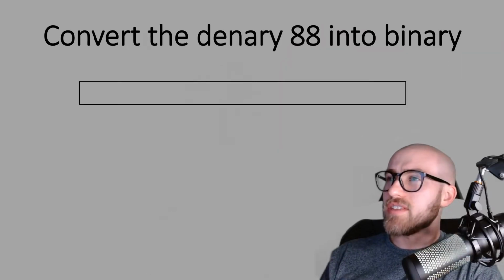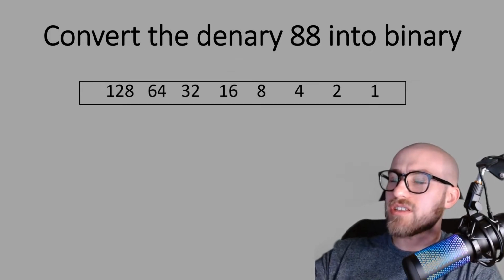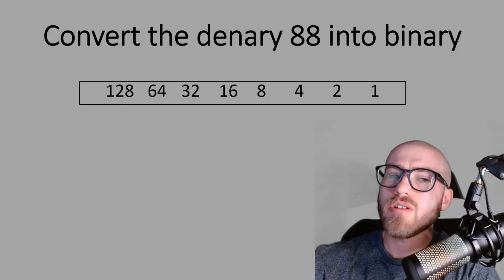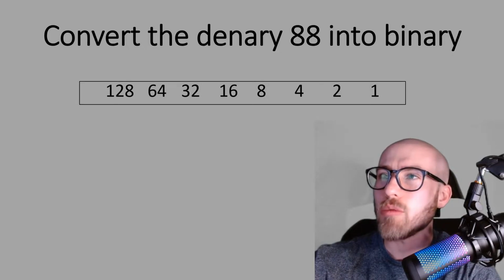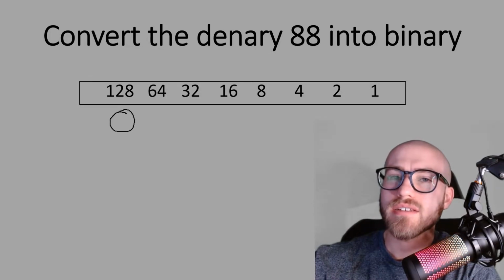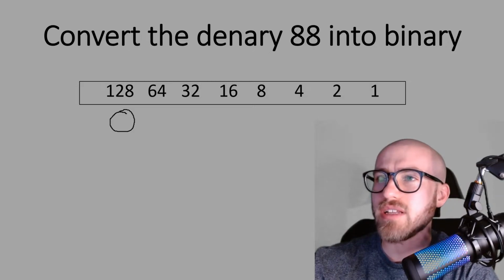Let's look at a couple more examples. So if this was an exam question, convert the denary 88 into binary. So again, we're going to start by writing out our conversion table. So what we need to look at is which of these numbers do we need to add up to make 88. Now we know that 128 is too big. Okay, that one's over the value 88, so we don't need that one.